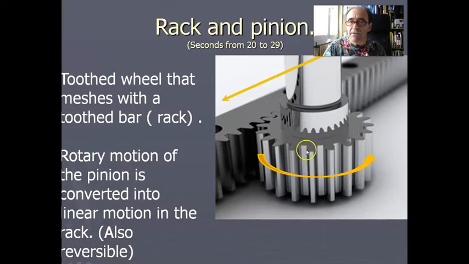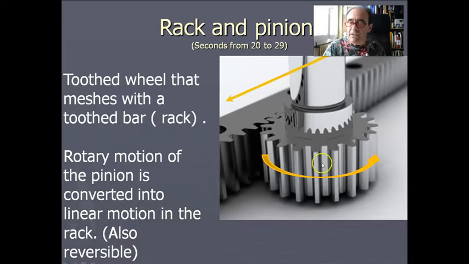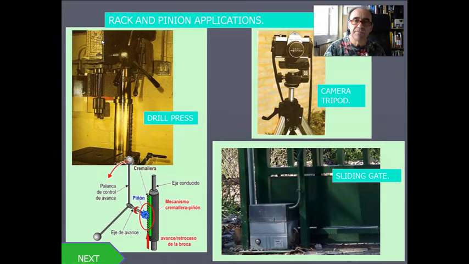Rack and pinion. Okay, a rack. Piñón cremallera. The rotary motion of the pinion is converted into linear motion in the rack. El movimiento rotativo del piñón se convierte en movimiento lineal de la cremallera. Examples. We have many applications. This one, also for opening gates, and a drill press.